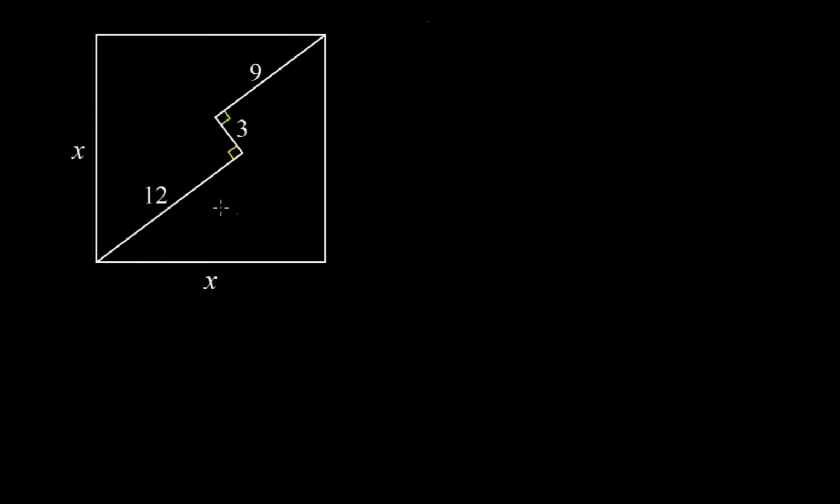Here is a square of side length x and we have a straight line of 12 units length. This is another line of 9 units length and the distance between these lines is 3. One of the most obvious mistakes that most of us make is that we think that this line, if extended, or this line extended, will be the diagonal of this square, but that's not the case.